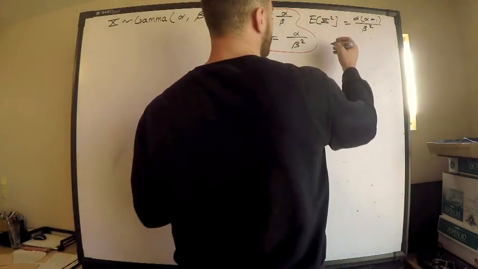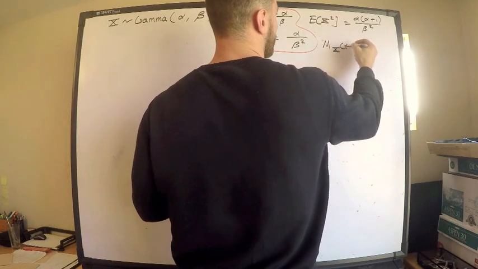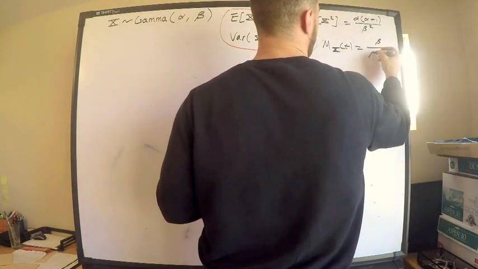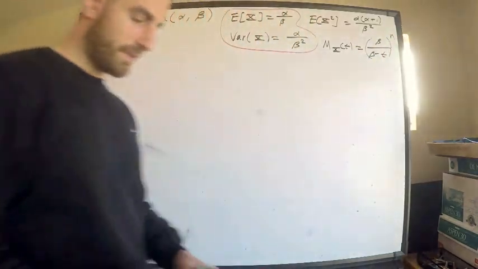And again, this is one of the most important things, because this can make your life a lot simpler. So beta over beta minus t to the n.